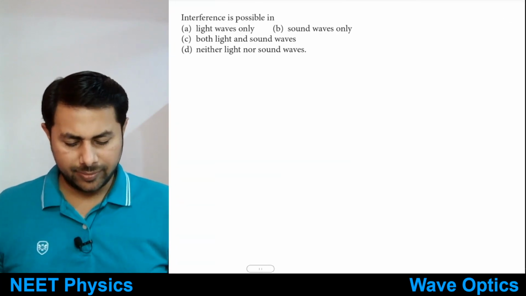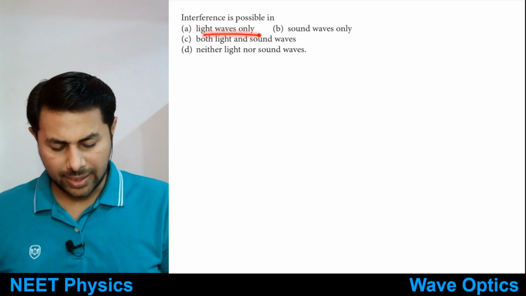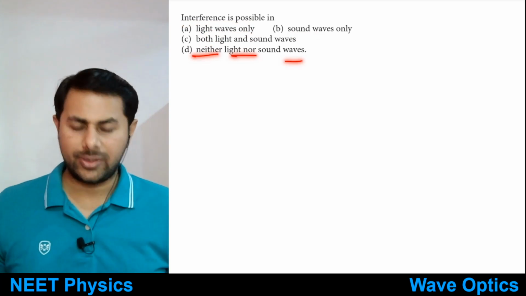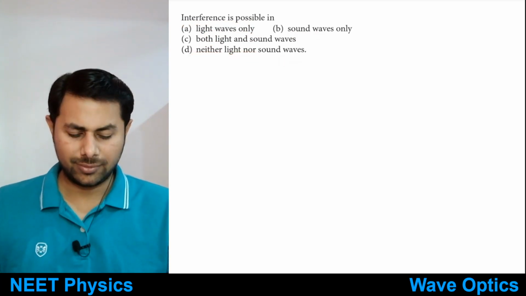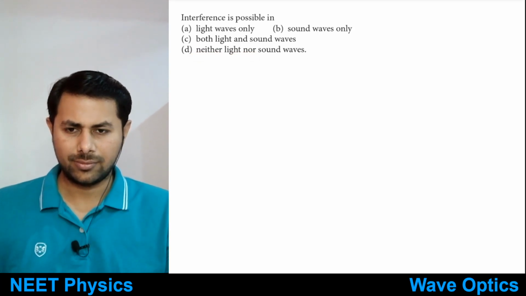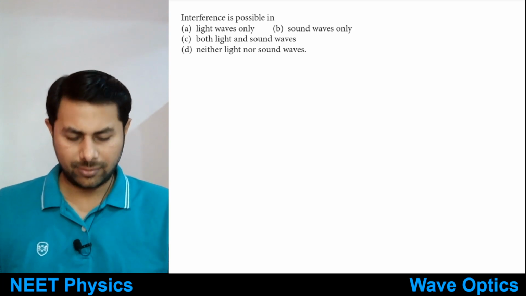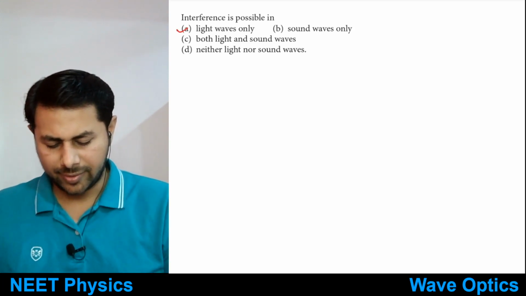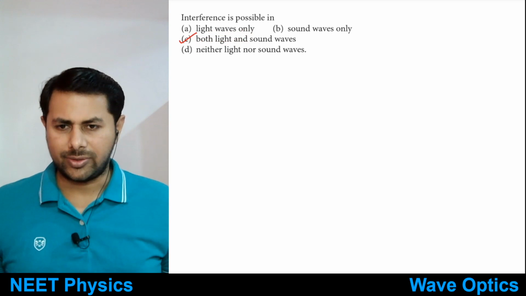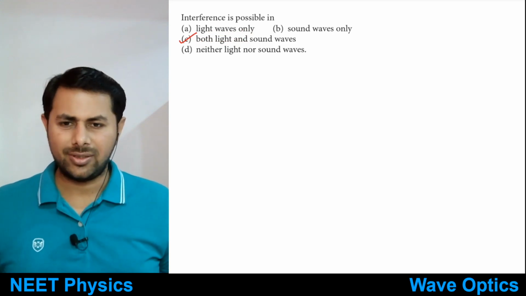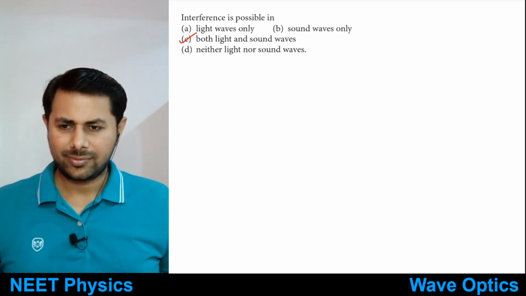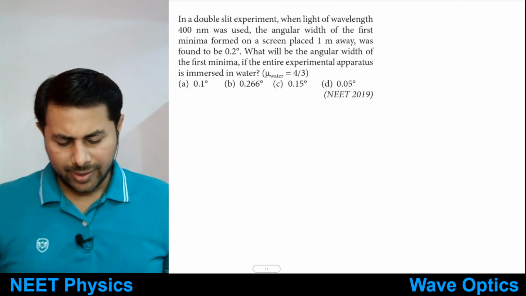All right, let's see next one. Interference is possible in light waves only, sound waves only, both light and sound waves, neither light nor sound waves. Tell me. Light waves only, right? Okay, so this is not applicable to light waves only, it is applicable to all kinds of waves. Light waves, water waves, sound waves, all kinds of waves. Okay.